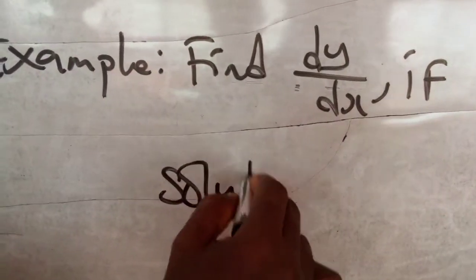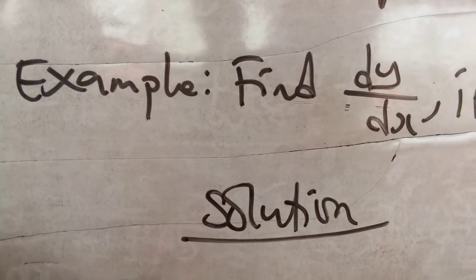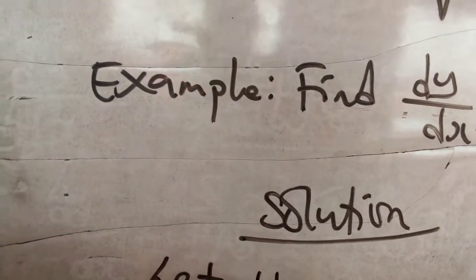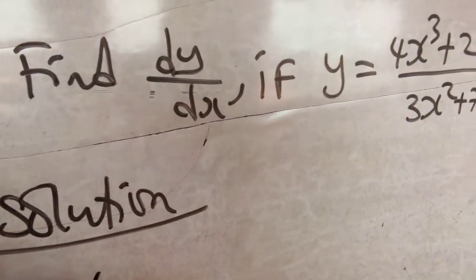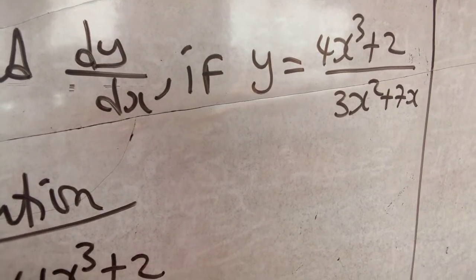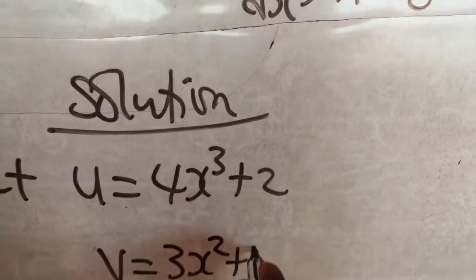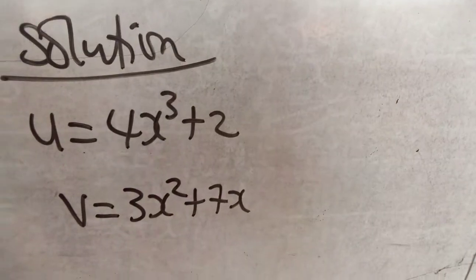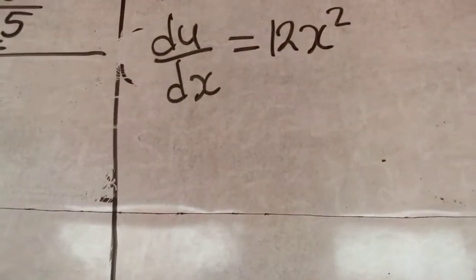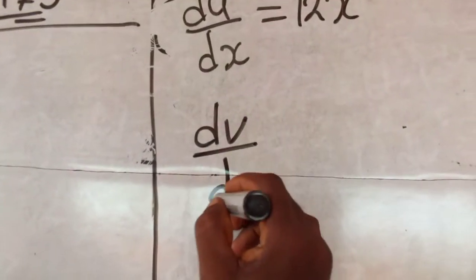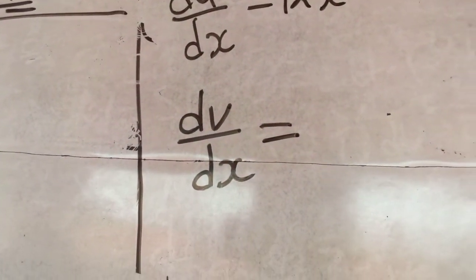The right solution. We now say let your u be the numerator, 4s raised to the power 3 plus 2. Let your v be the denominator, 3s squared plus 7s. So the next step will be du with respect to s. It's going to give you this time 12s raised to the power 2. With the constant, it is 0. So dv over ds will give you this time 6.